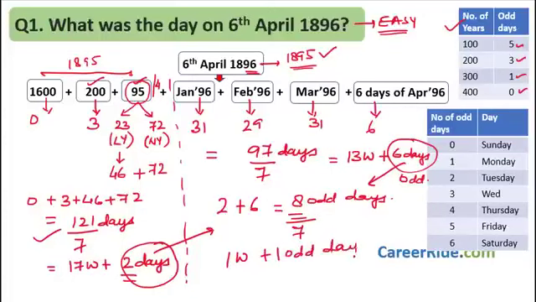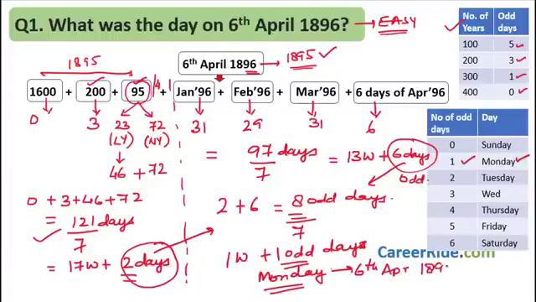How many odd days am I left with here? 1 odd day. And 1 odd day, our code corresponds to, let's see the table. So here 1 is corresponding to Monday. So this day should be Monday. You can check on the internet or in your calendar or wherever you want. 6th of April 1896 was a Monday.